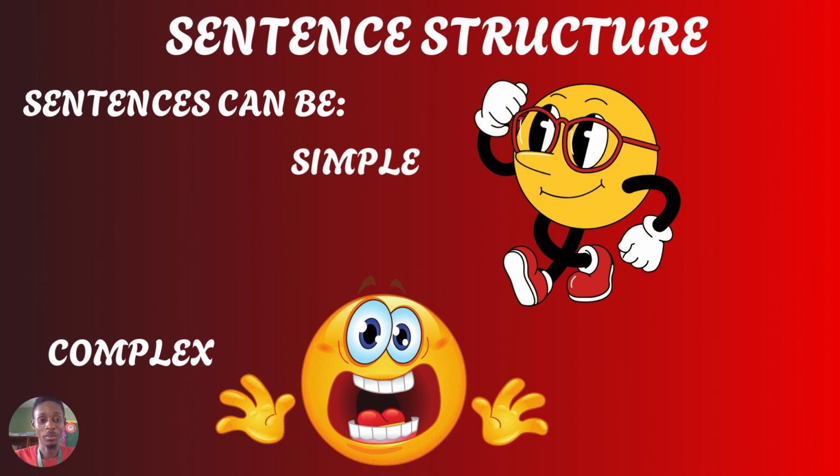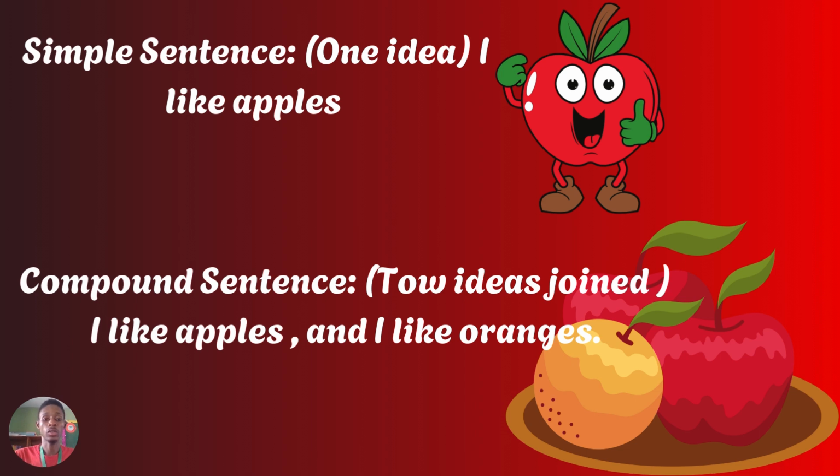Sentence structure. This is another form of sentence. We make use of sentences every day in our spoken English and in writing. Sentences can be categorized into two major structures: the simple and the complex. But actually we have three, and the third one is the compound sentence. I said we have two major ones because the third is also part of it, but it's not a major one. Now let's look at what the simple sentence is about as a structure.